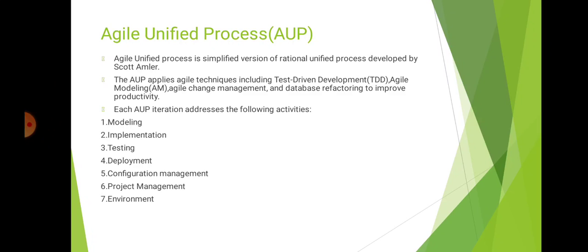And the last activity is environment: support the rest of the effort by ensuring that the proper processes, guidance, that is standards and guidelines, and tools like hardware, software, etc., are available for the team as needed. These are the 7 activities included in the Agile Unified Process.